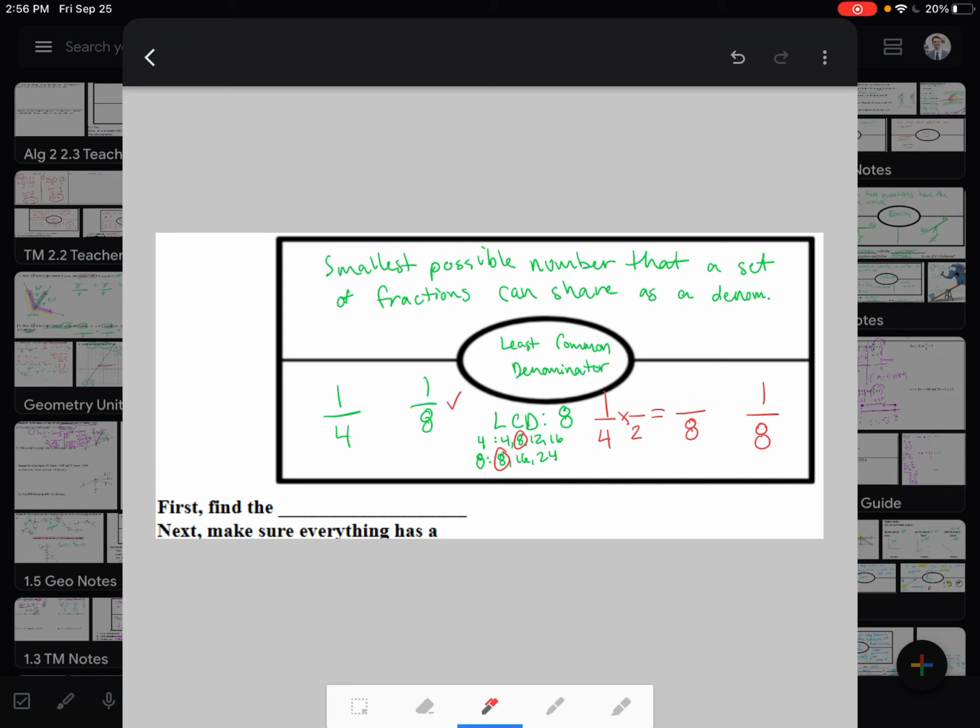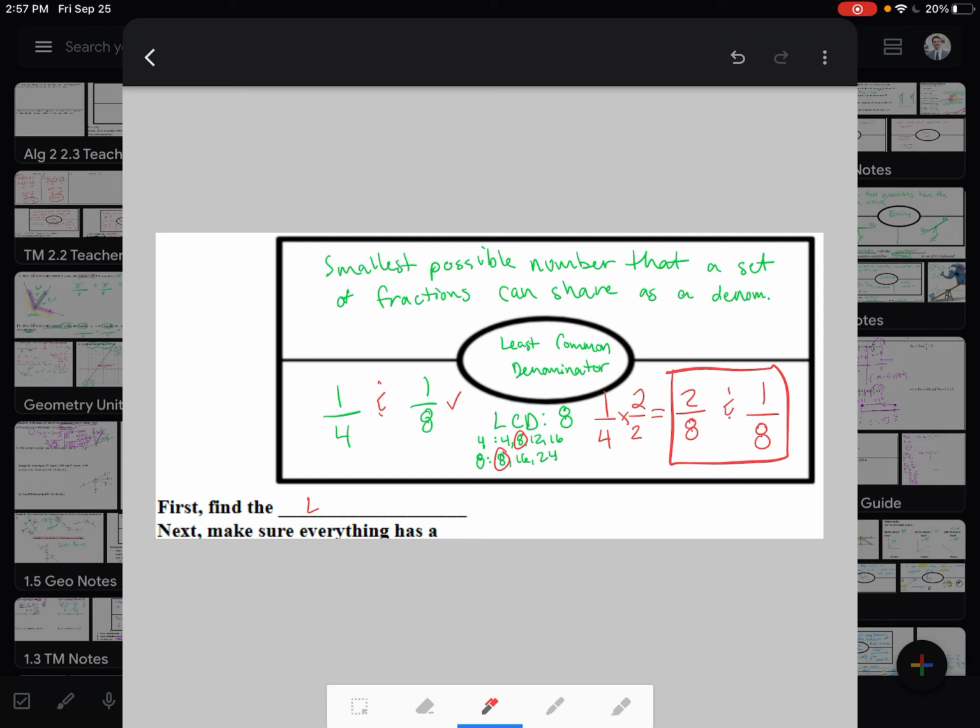And 4 times 2 gets us 8. Remember, balance. Same thing as the bottom to the top. Otherwise, it's going to change its value. So 2 over 8 and 1 over 8 are the same as 1 over 4 and 1 over 8. The only difference is we like these because they have common denominators.